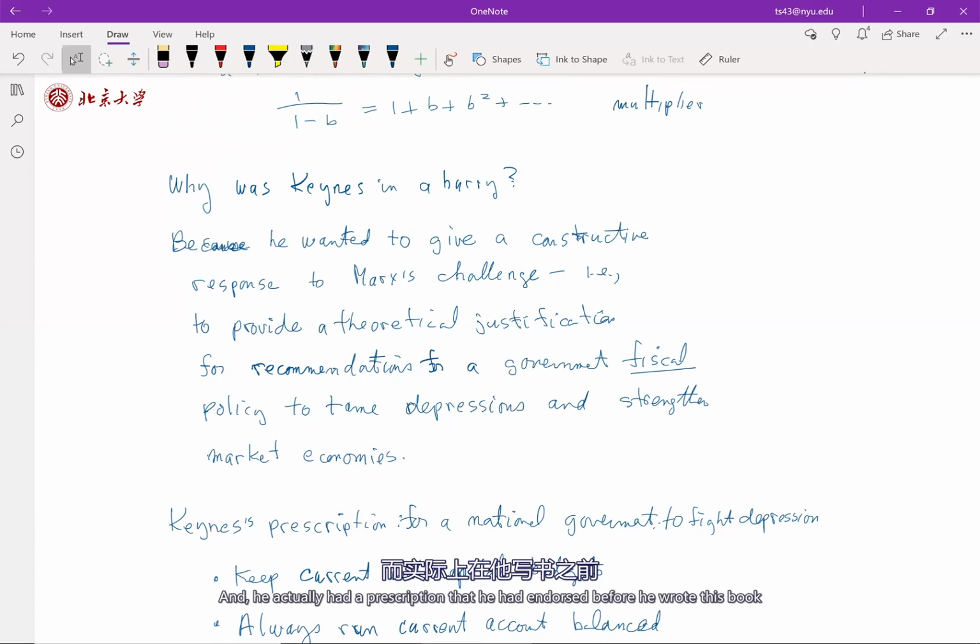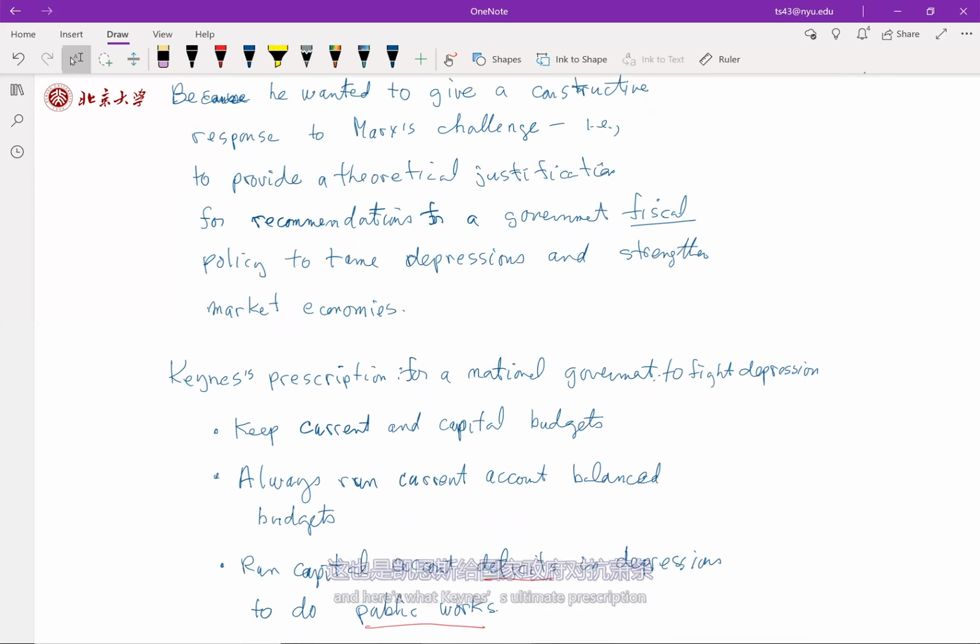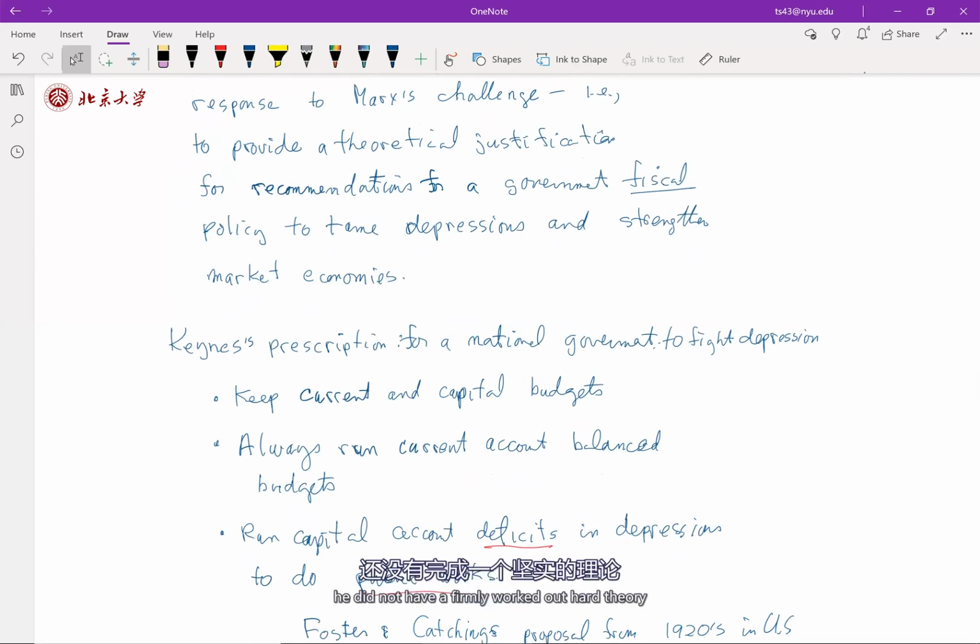And he actually had a prescription that he had endorsed before he wrote this book. It had been circulating both in England and in the United States. And here's what Keynes's ultimate prescription for a national government to fight depressions is. He wrote this down very clearly before he wrote the General Theory, and he had given this advice to the government. But at the time he gave it, he did not have a firmly worked out theory, which he wrote in the General Theory. So what was his prescription? And think about this for today. The idea is that the government should keep two budgets. The national government should have a current account budget and a capital account budget. So it should have two accounts, current account and capital account.